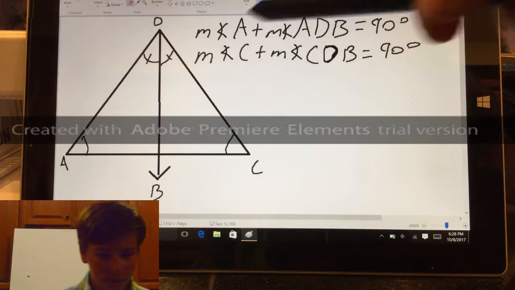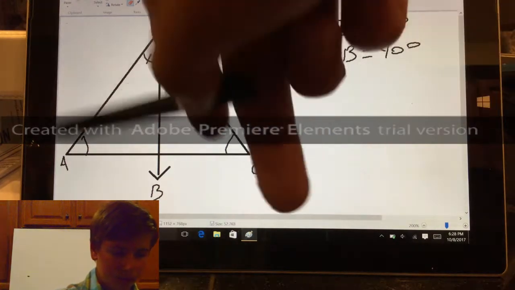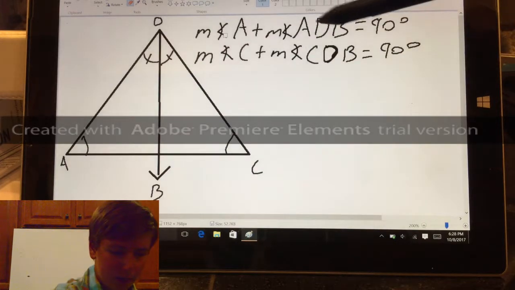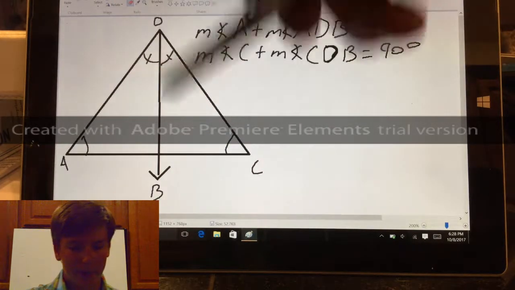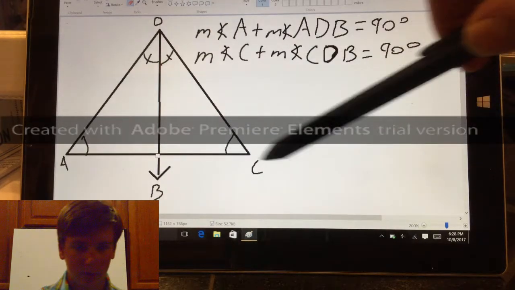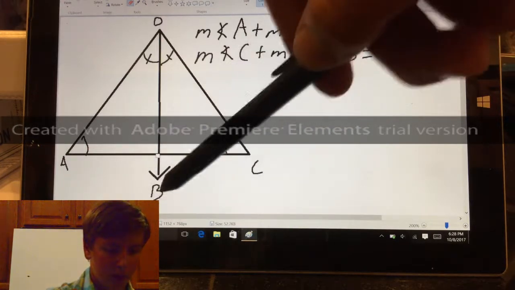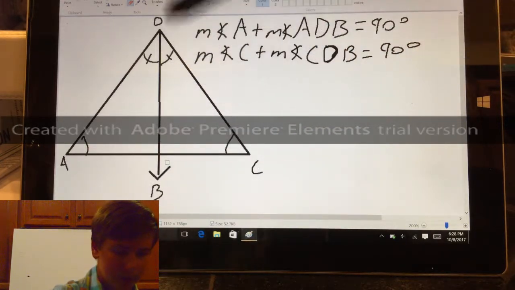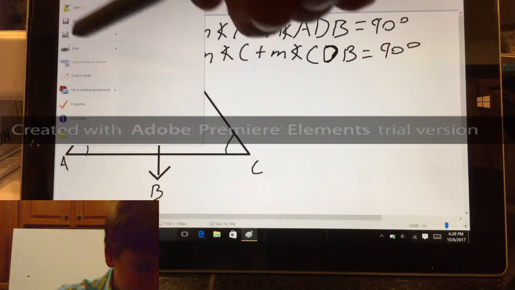So if you add the measure of angle A right here to the measure of angle ADB right here, they equal 90 degrees, and the same thing with the measure of angle C and the measure of angle CDB, they equal 90 degrees as well.